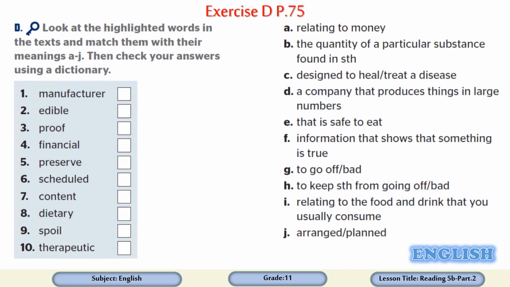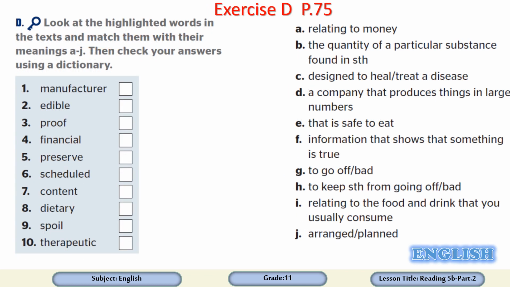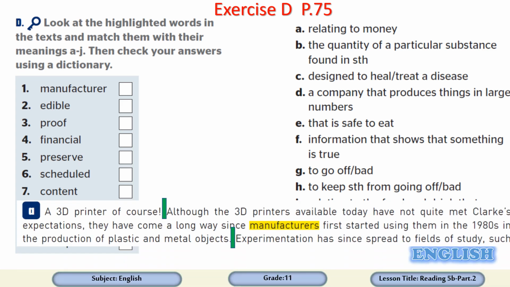Let's begin with Exercise D, page 75. In this exercise, we are going to look at the highlighted words in the text and then match them with their meanings A to J. We begin with the first word. We will do it together.